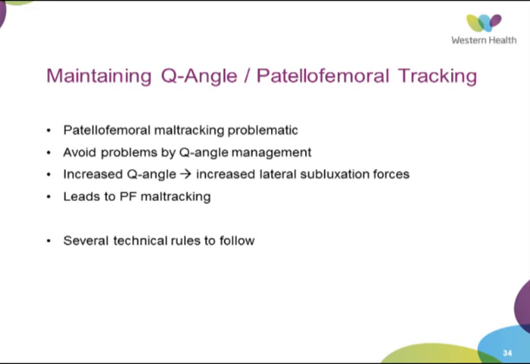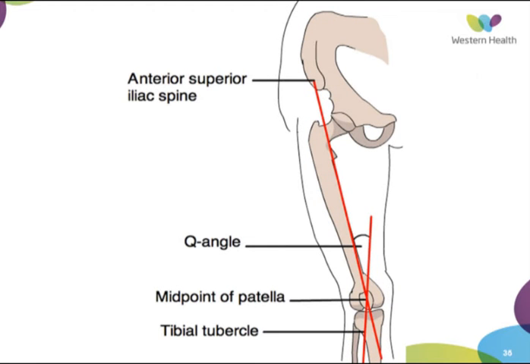The fourth consideration is maintaining the Q angle to allow for proper patellofemoral tracking. We've had talks already this year about abnormal patellofemoral tracking in the knee in general, and how it can create a lot of problems for people, and that's something we need to consider as well with knee replacement. And obviously, if we're increasing the Q angle, we're increasing lateral subluxation forces, and this can lead to patellar tilt and patellar maltracking, and this can be symptomatic with our patients and make them very unhappy.